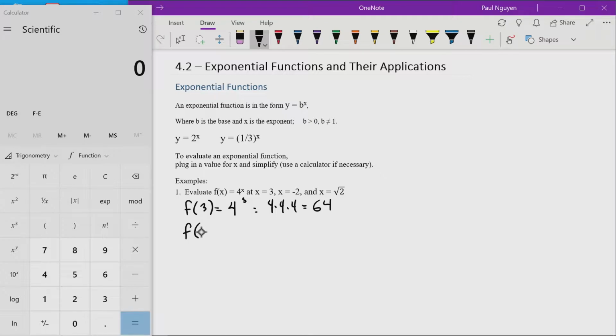f of negative 2 is 4 to the negative 2. As you recall, negative exponents are resolved by taking 1 over the base to the positive exponent. So 4 to the negative 2 is equal to 1 over 4 to the positive 2, which is 1 over 16.